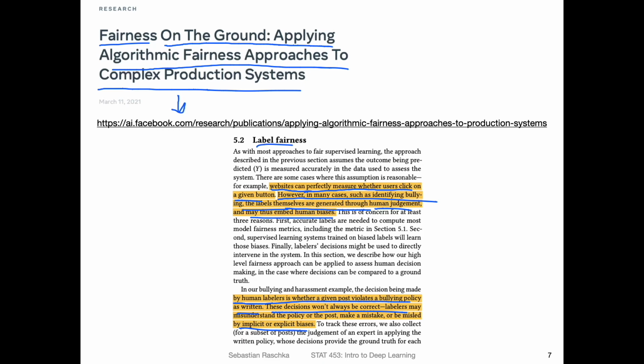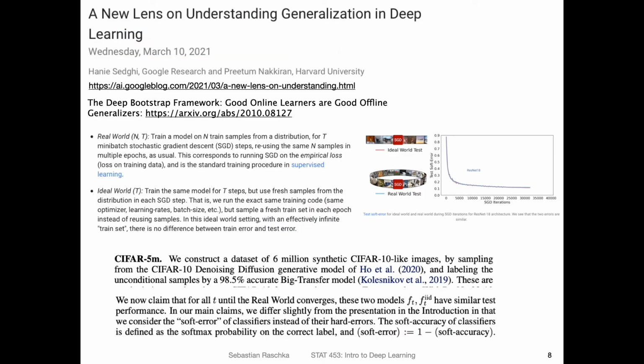Yeah, since we talked about improving generalization performance this week, and we will continue to talk about this topic this week, there was an interesting research article on understanding generalization in deep learning from the perspective of online and offline learning. So the title of the article is "Good Online Learners Are Good Offline Generalizers."